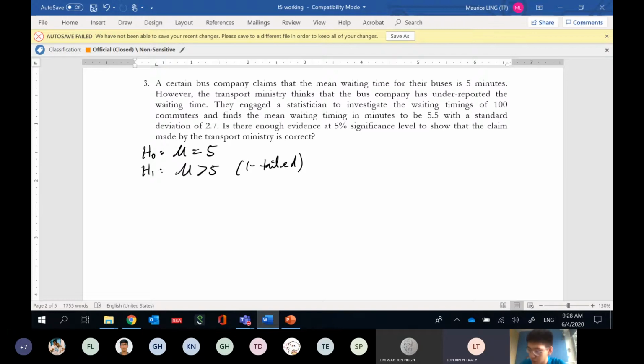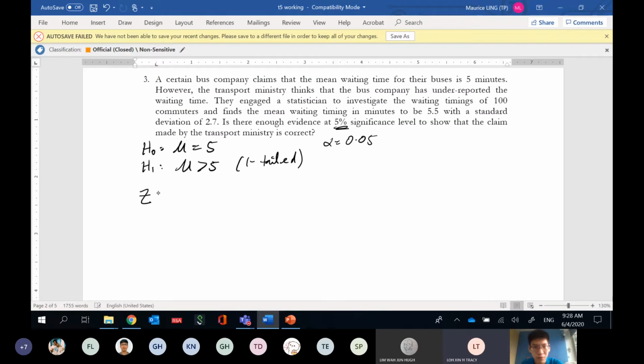So what is the significance level, the alpha? 0.05. Correct. Alpha equals 0.05 or 5%, up to you. Then take this value and calculate the statistic. In this case, which test do you use, the Z-test or T-test? Z-test. Okay, so you calculate your Z statistic. What will be your answer? I got 1.8519. Correct, so it's 1.85.